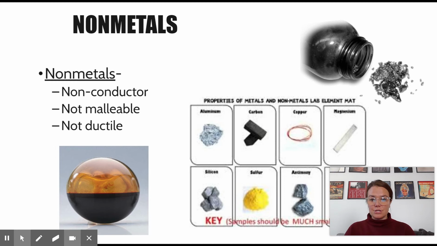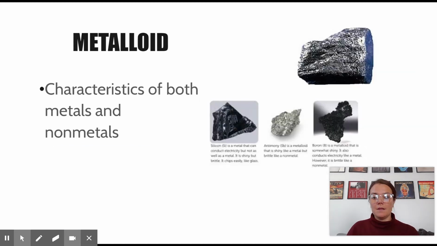A non-metal is just not those things, okay? There is an in-between. We have a lot of metals, a lot of non-metals. There's this small sliver on the periodic table of things called metalloids. So these metalloids are not fully metals and not fully non-metals, and they kind of are the dividing line.